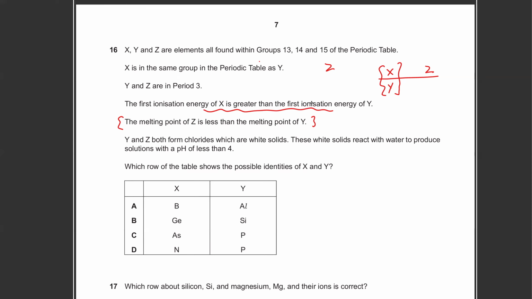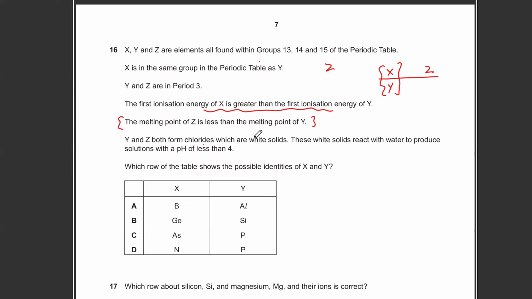I mean, it depends, because if it's group 14, then it's silicon. It depends a lot. If these were metals, silicon, then Z would have a higher melting point, right? If this was carbon and silicon, I mean, yeah, this one doesn't really tell you much.